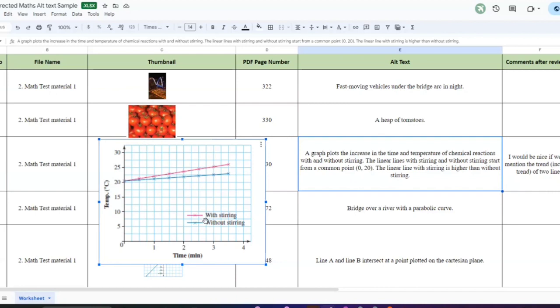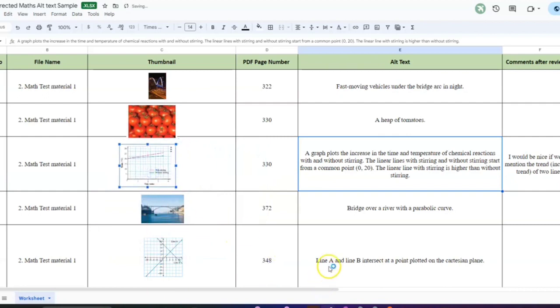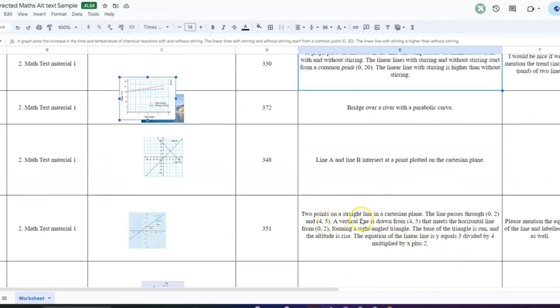Never start any of your alt text with the article, the image or the graph. Always your alt text will start with a or an article, or direct. What do I mean by direct? Like: line A, line B intersect at a point plotted on the Cartesian plane. This is direct. Two points on a straight line, like this. Never use language like image shows or image represents. Always start with the direct point.